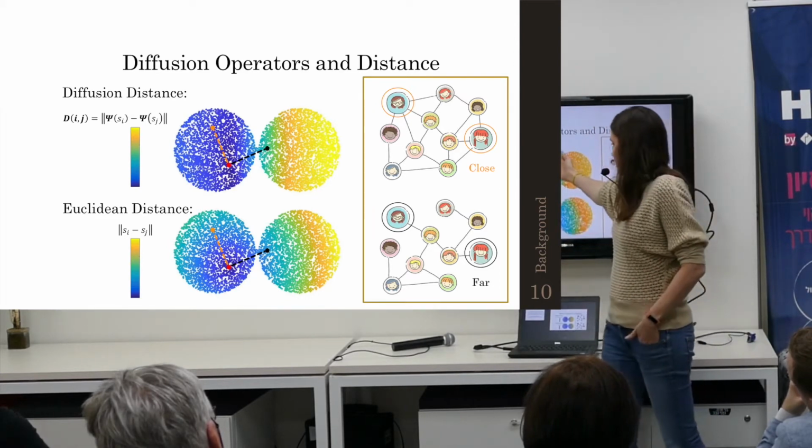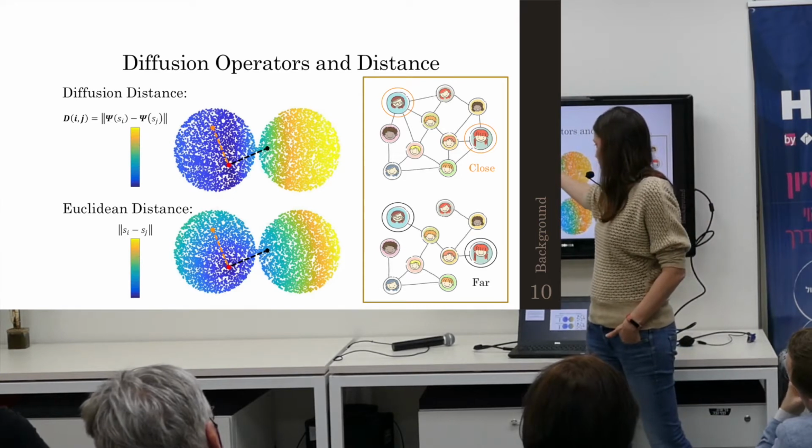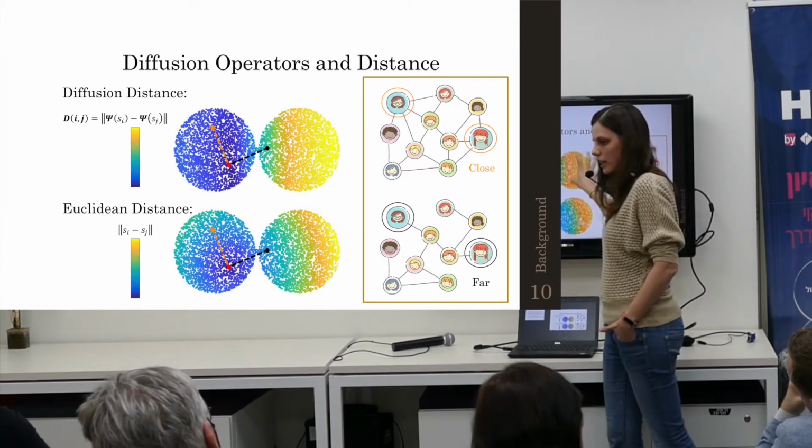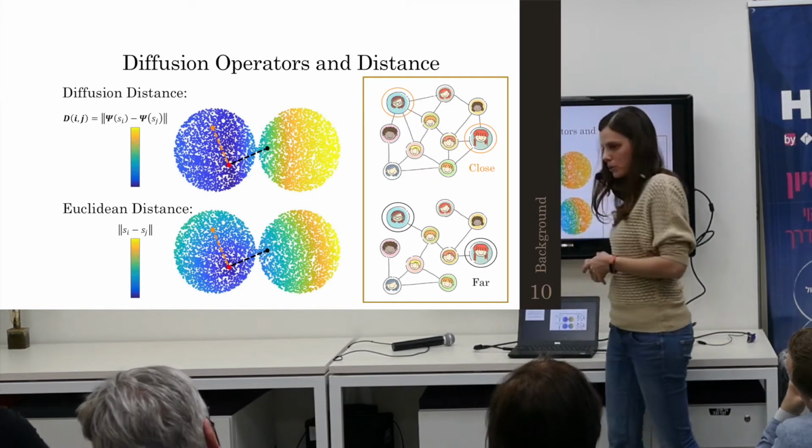So what we see here is that the diffusion distance captures the geometry of this problem. It captures the fact that we have two classes with some bottleneck between them.